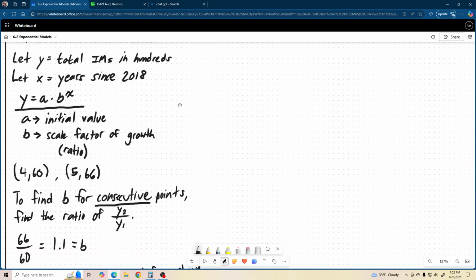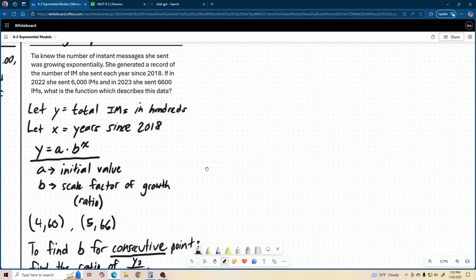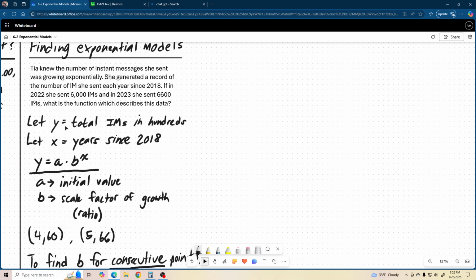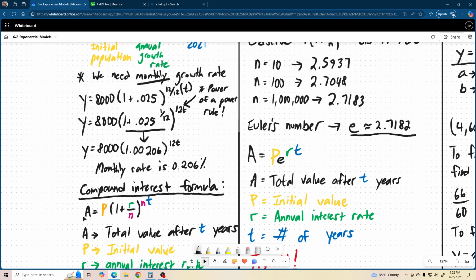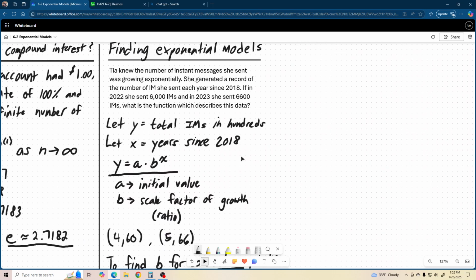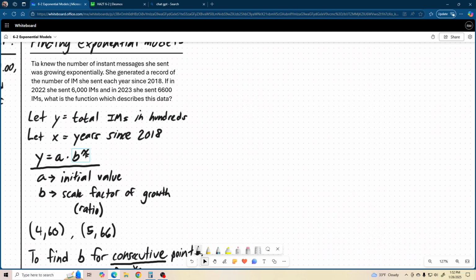So if we look at this, first of all, we have to define our x's and y's. y is going to be the total number of messages in the hundreds. In other words, 6,000 here, 6,600 here. That's going to be our total number of messages, so we're going to use that as y. We used that as A of t in the past, like in A equals P e to the rt. Over here, this is our A in this case, which is y. And then x is the number of years since 2018. So if it was 2019, x would be 1. It's the amount of years going forward.